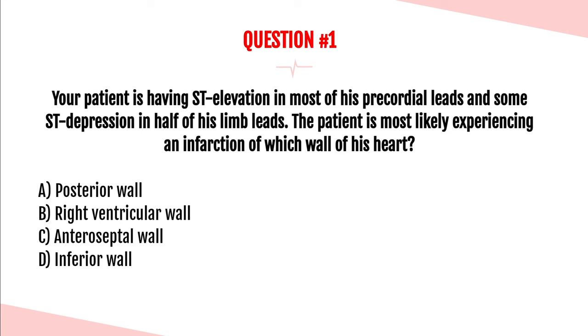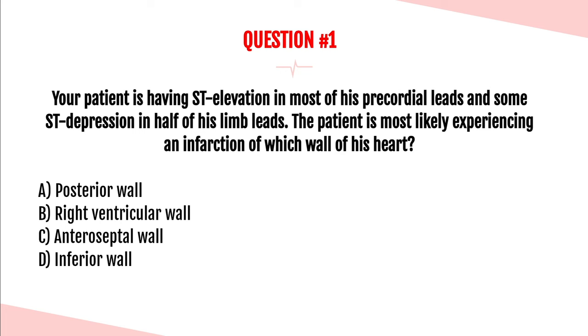Now, in order to answer this question, you need to know which leads go with which wall of the heart. So which wall of the heart is most likely to be damaged if we see ST elevation in most of V1 through V6? Why don't we look at a picture together?